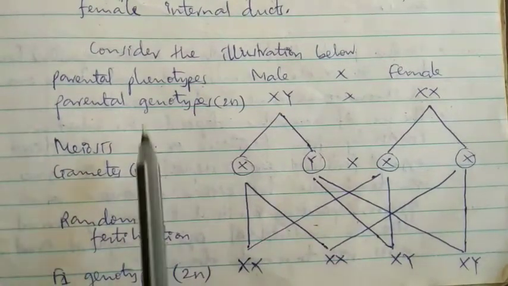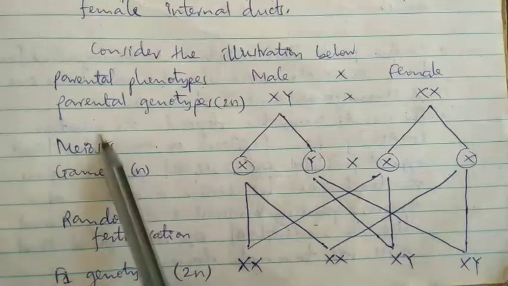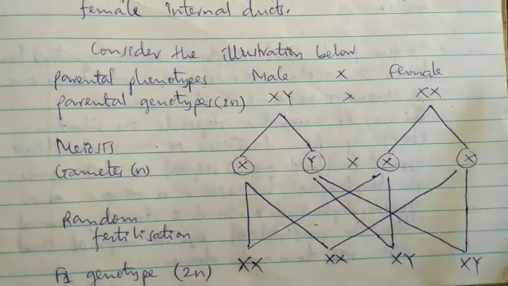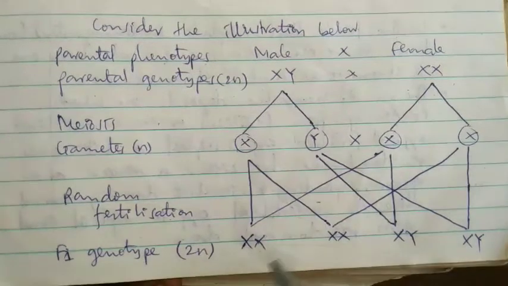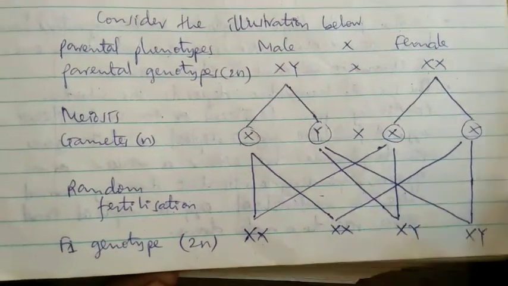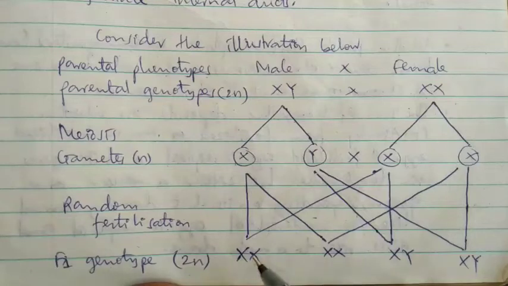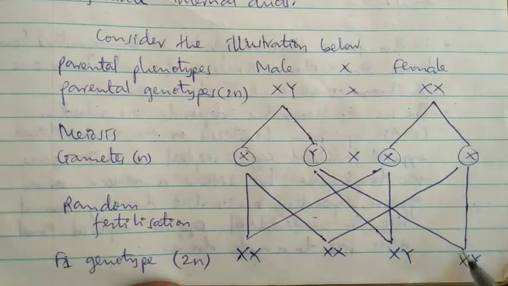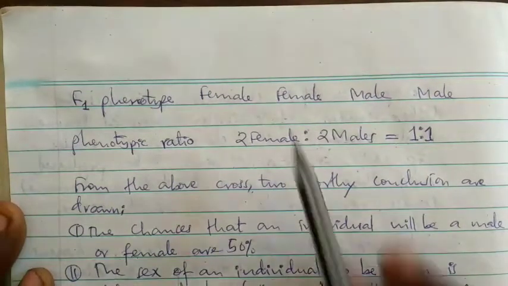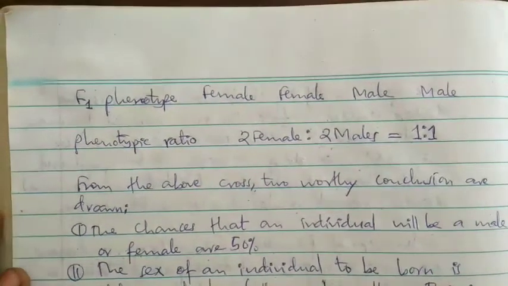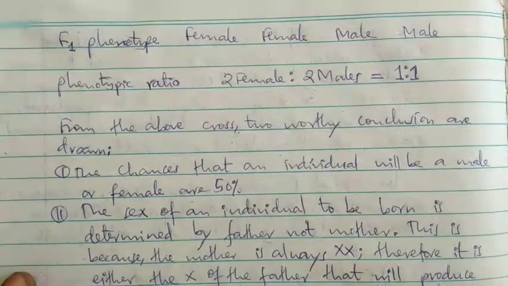Consider the illustration below. Parental phenotype male, female. Parental genotype XY, XX. Unaona? Separate XY, XX. XY kule, unaona? So the chances za kupata mtoto female na kupata mtoto male ni equal. So in phenotype tuna female, male, phenotypic ratio 2 female, 2 male, ambao ni 1:1.